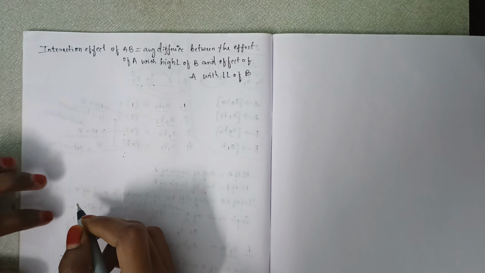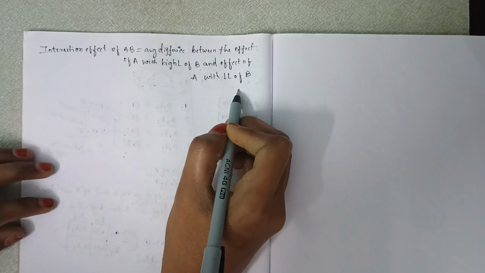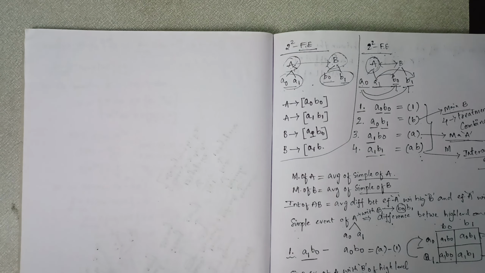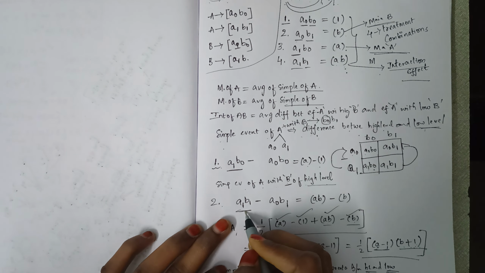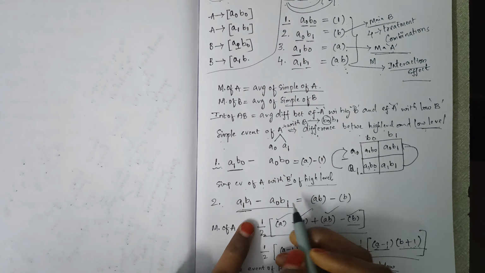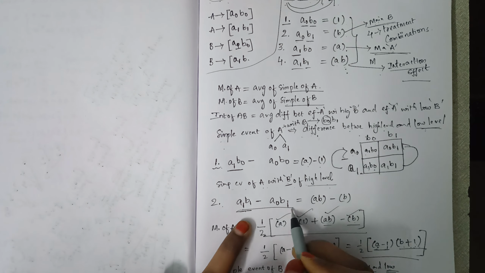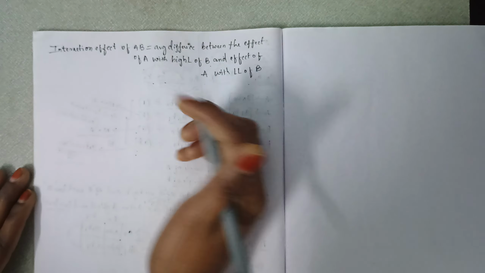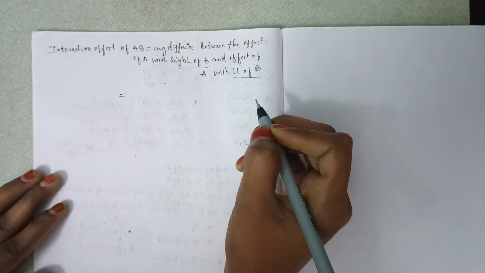This is the formula. And we also know the effect of A with high level of B and the effect of A with low level of B that we have already calculated before. The simple effect of A with B of high level, the effect of A with high level of B, is nothing but AB minus B. So simply, the average difference with high level of B and low level of B.